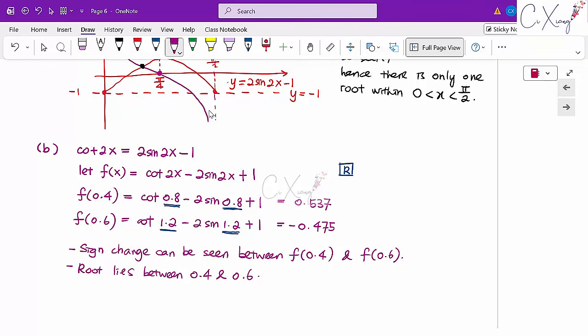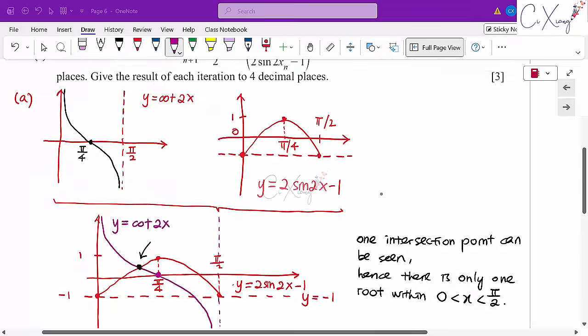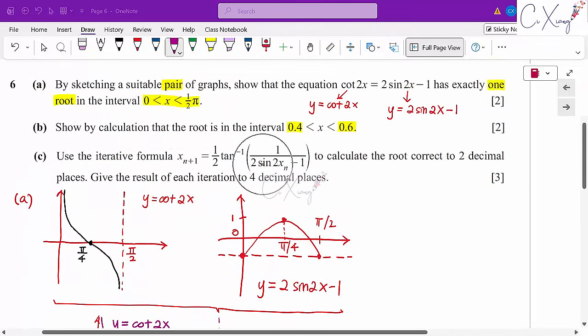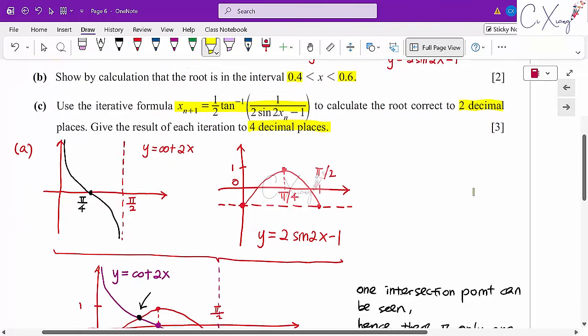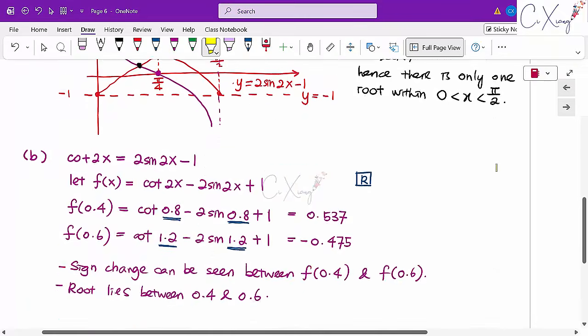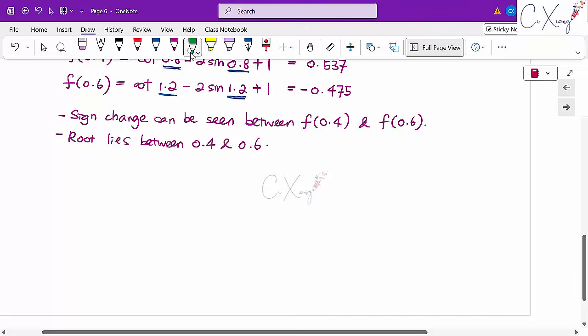Alright, then let's continue to part C. For part C, they want us to use this iterative formula to calculate the root correct to 2 decimal places, and all the iterations should be in 4 decimal places. First of all, this is the iterative formula requested in the question. I have to use the calculator to help us get the answer. So let me copy out the iterative formula first.